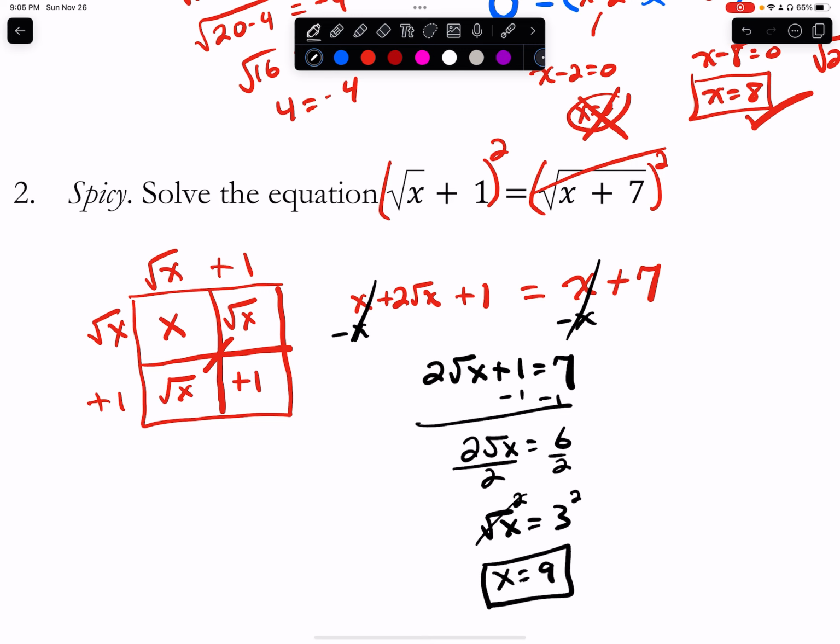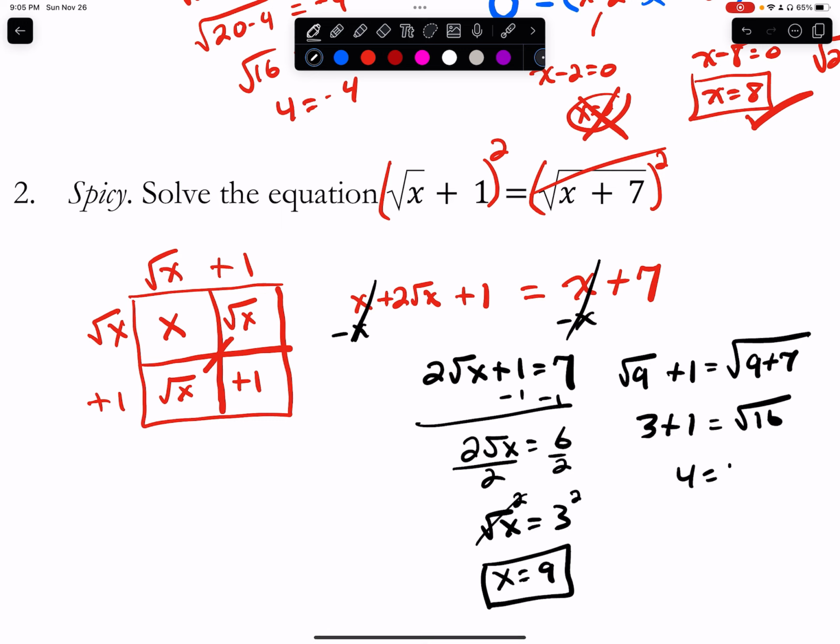And now let's just double check to make sure it works. Okay, so the square root of 9 plus 1 is equal to the square root of 9 plus 7. Does it work? 3 plus 1 is 4. And the square root of 16 is also 4. So check. We have an answer.